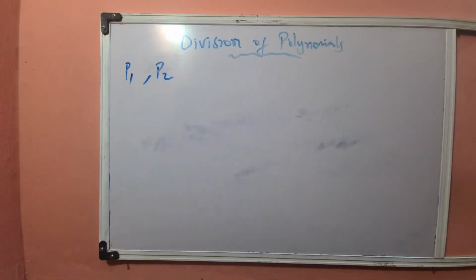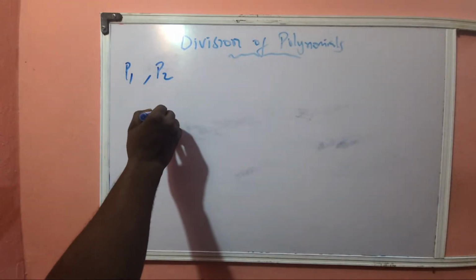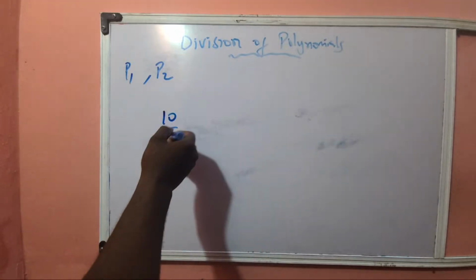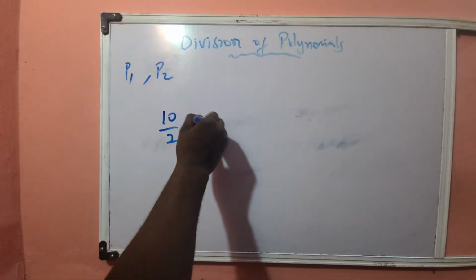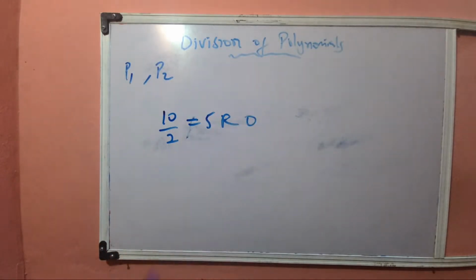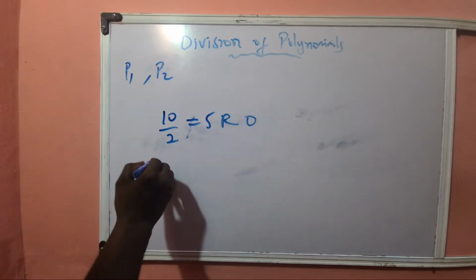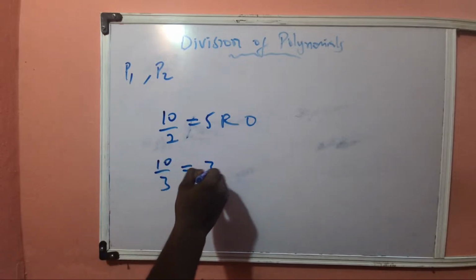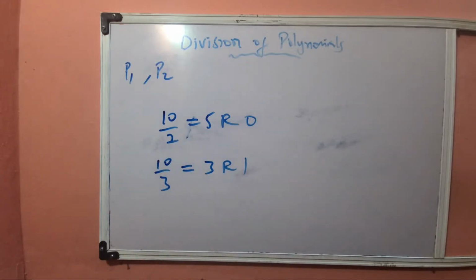If I told you to divide 10 over 2, of course, you will tell me that you got an answer of 5. Now, this gave me an answer of 5, remaining 0. I'm sure everybody agrees with that, that my answer was 5, remaining 0. That means I didn't have a remainder. But if I told you to divide 10 over 3, you would say your answer was 3, remaining 1. That means 3 goes in 10 3 times, and you were left with 1.